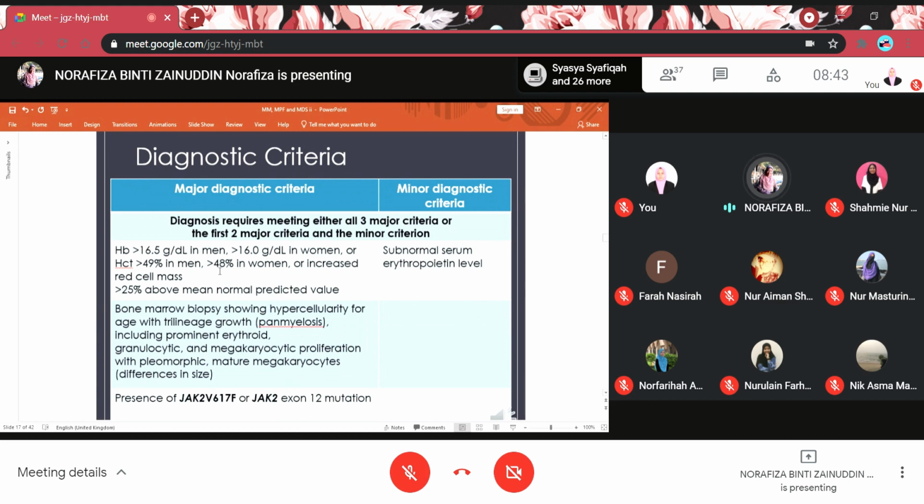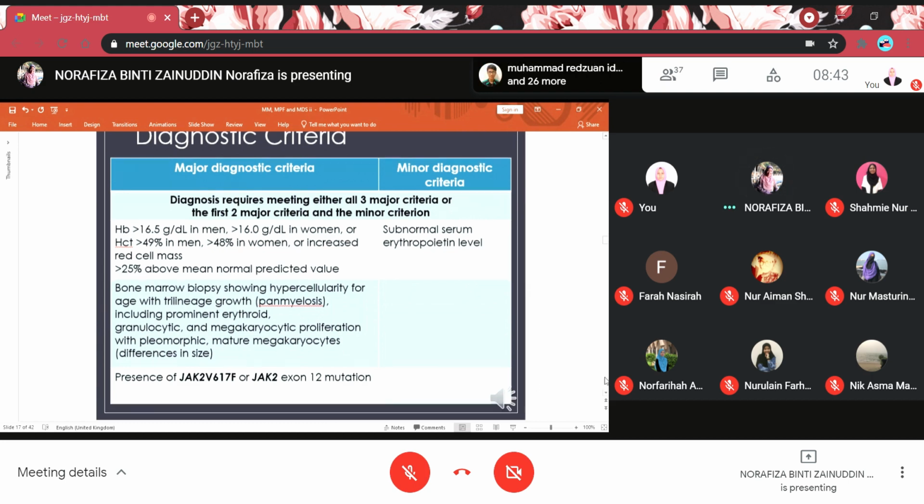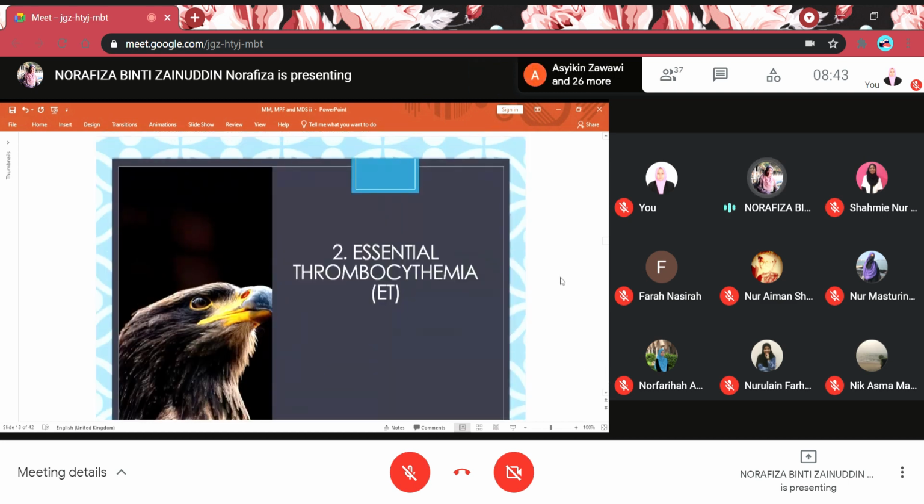So the patients must meet all these 3 criteria, or the first 2 major criteria with this minor criterion, which is the subnormal serum erythropoietin level. Okay, so we are done with PV.